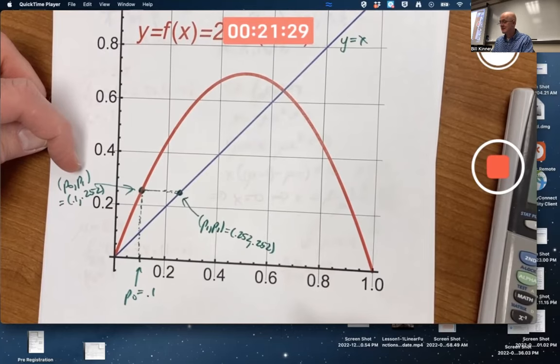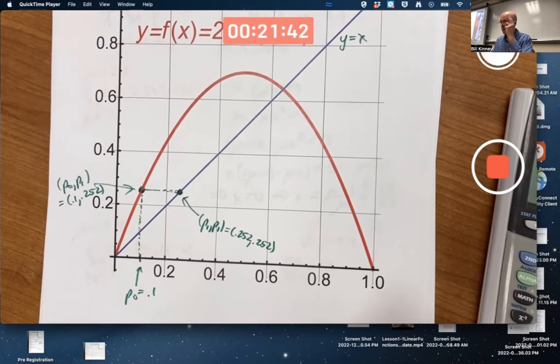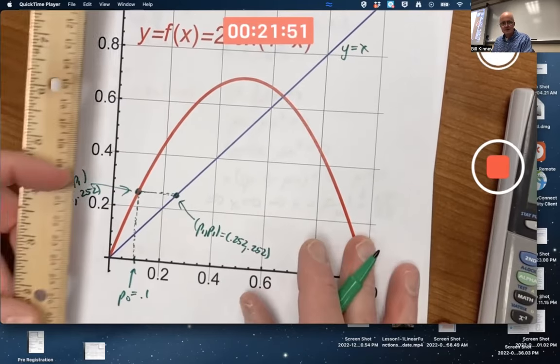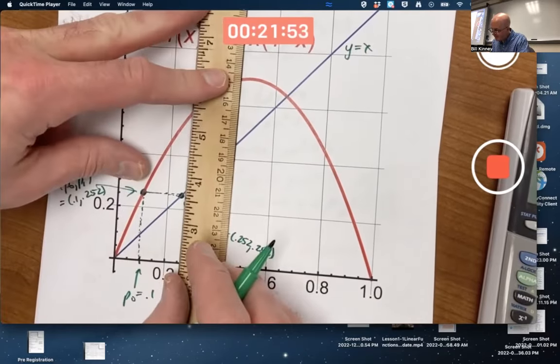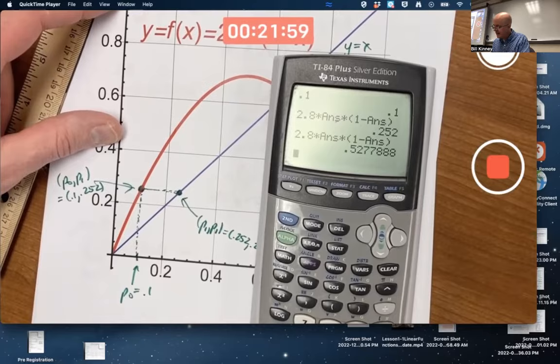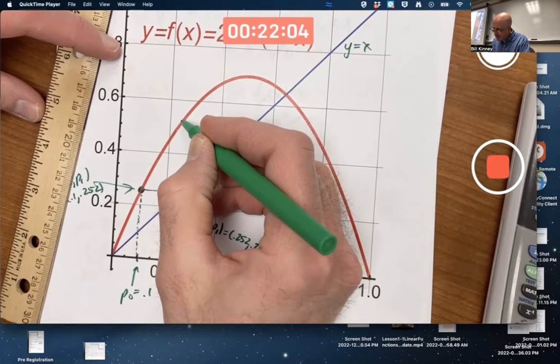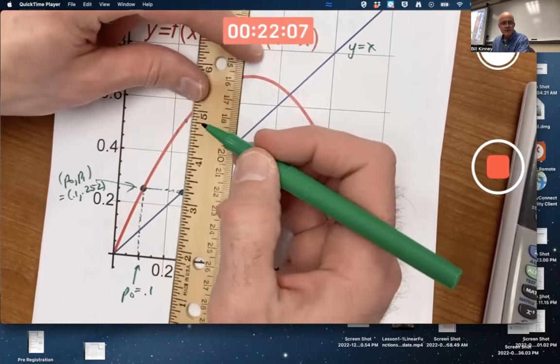Now continue the process. Go up or down to the red graph. In this case, we have to go up. And then left or right to the blue graph. We'll have to go to the right in the next step. In other words, go vertically to the graph of the function, up or down, and go horizontally to the graph of y equals x, left or right, depending on where you are in the diagram. So now we go straight up. Let's see what we're going to go to so we can make it as accurate as possible. About 0.53 is what we're after. 0.53 is right around there. I think we're going to go up to right around there or so.